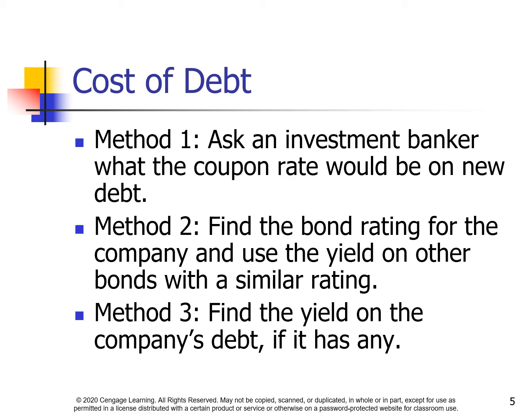Cost of debt. Method 1: Ask an investment banker what the coupon rate would be on new debt. Method 2: Find the bond rating for the company and use the yield on other bonds with a similar rating. Method 3: Find the yield on the company's debt if it has any.